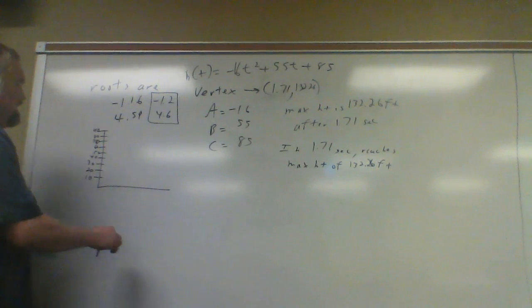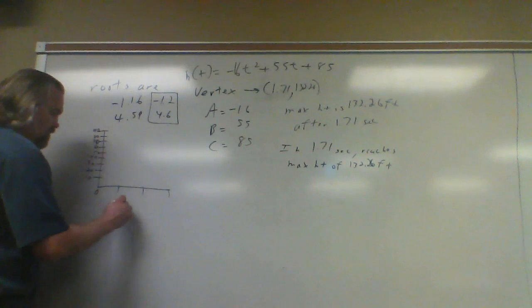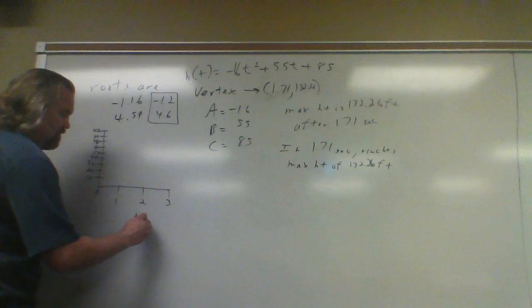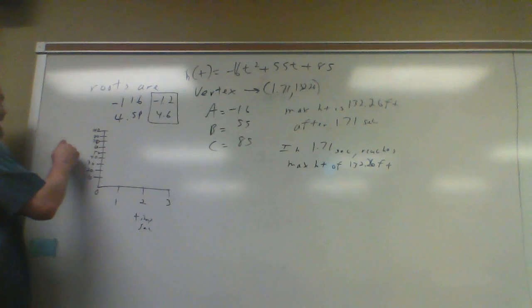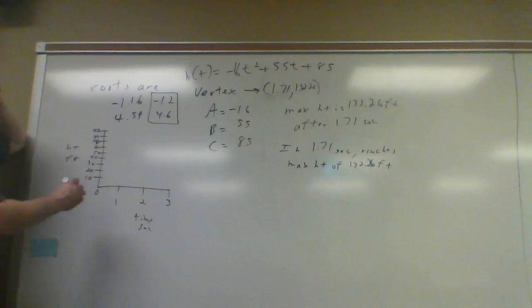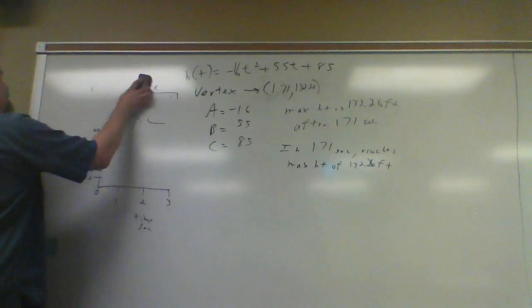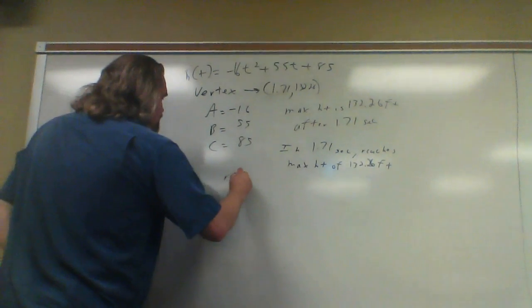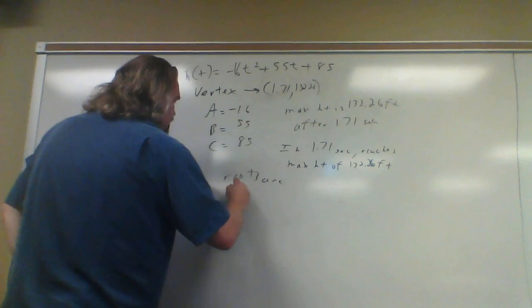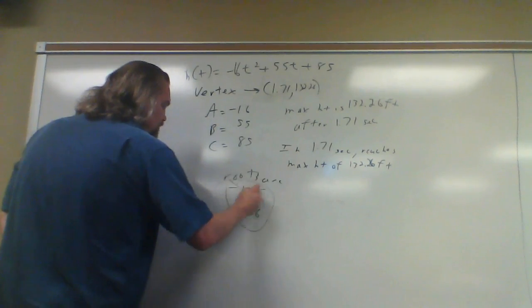But what's happening is the starting point at 0 seconds, 1 second, 2 seconds, 3 seconds, 1, 2, 3. This is time in seconds, and this is height in feet. Right? Okay? So, at 0 seconds, where is it starting? Right here at 85 feet. I'm going to need to erase this and move it. Roots are negative 1.2 and 4.6. Those are my two answers, rejecting the negative.